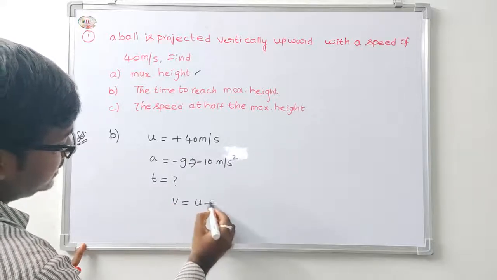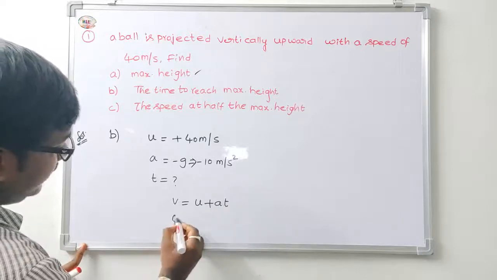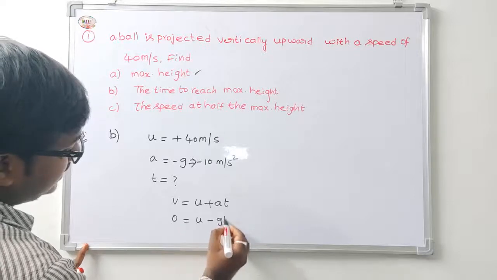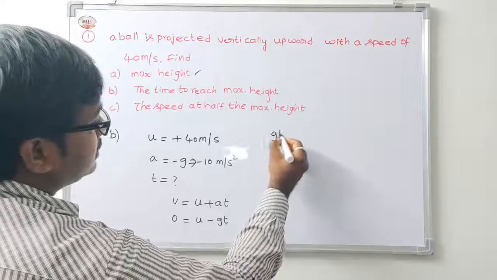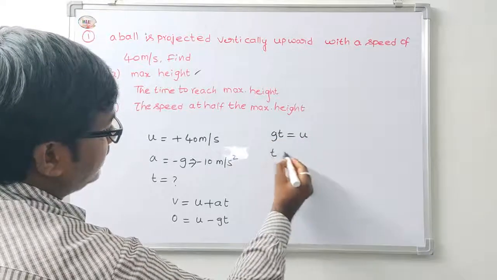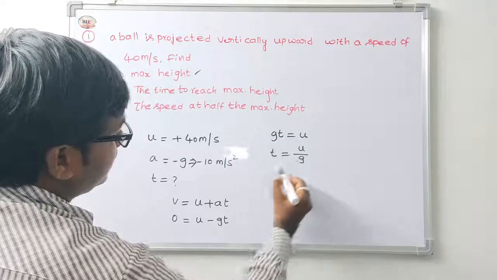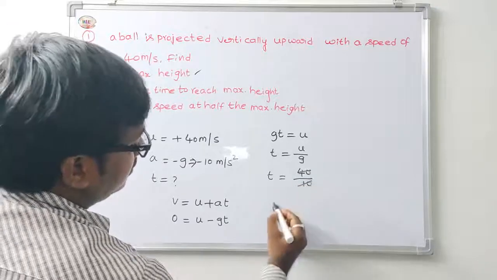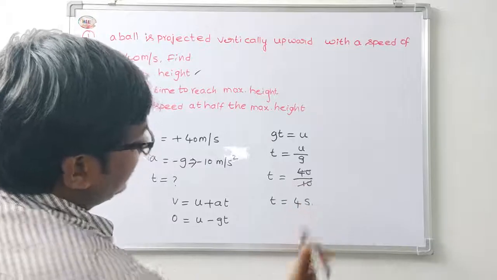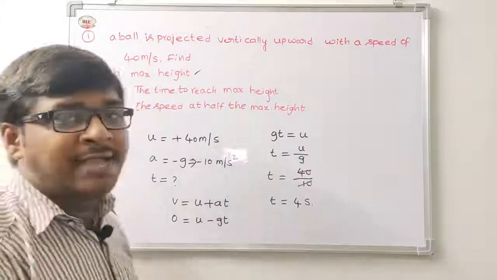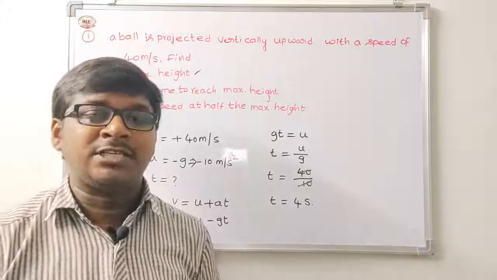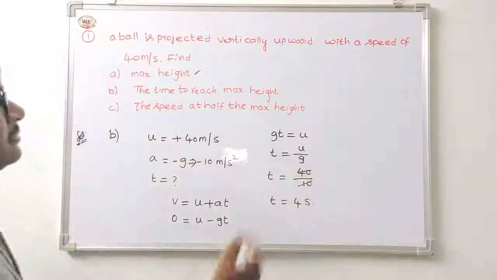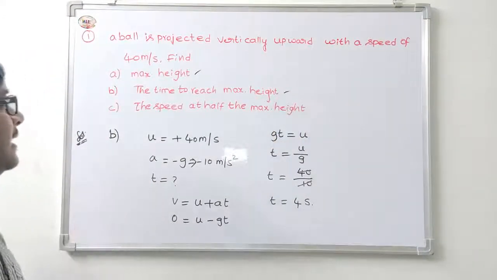v is equal to u plus at. v is 0, that is equal to u minus gt. gt is equal to u, the time taken t is equal to u by g. t is equal to u value 40 by 10, then t is equal to 4 seconds. So how much time does the particle take to reach maximum height? 4 seconds. t is equal to 4 seconds. This is the B bit. B bit also finished.